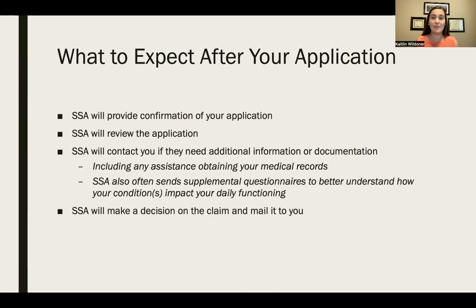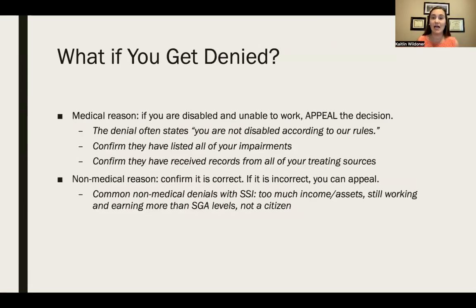Once Social Security gets everything back from you, they have a chance to review it, they make a decision on the claim, and they will mail it to you. If it's a denial, there are usually a couple different reasons. There's medical reasons for denial and non-medical reasons. Medical reasons are the appeals that we can help with. And if you are disabled and unable to work, appeal that decision, okay?